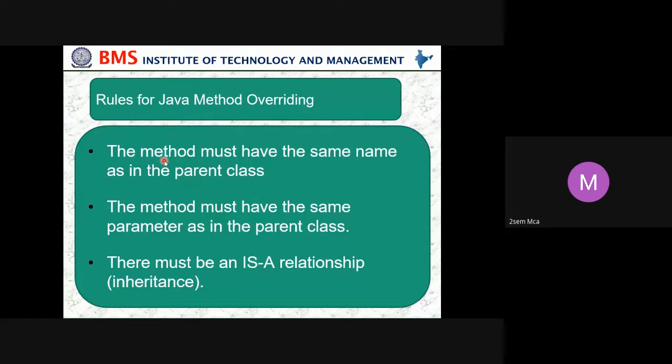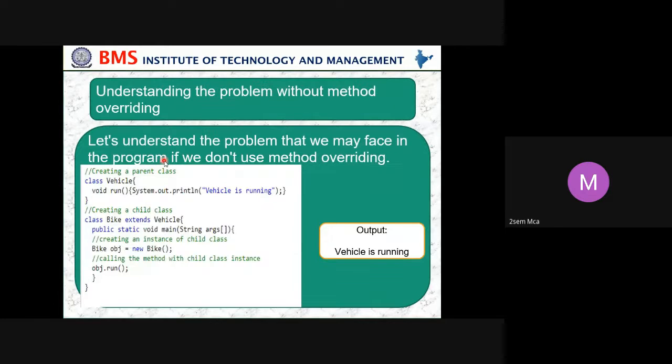So what are the rules we have to follow when we are using method overriding? The method must have the same name as in the parent class. The method must have the same parameters as in the parent class. There must be an is-a relationship in the inheritance. Those are the rules for Java method overriding.